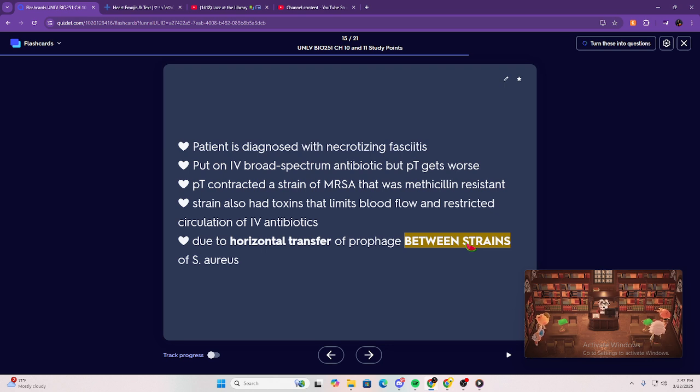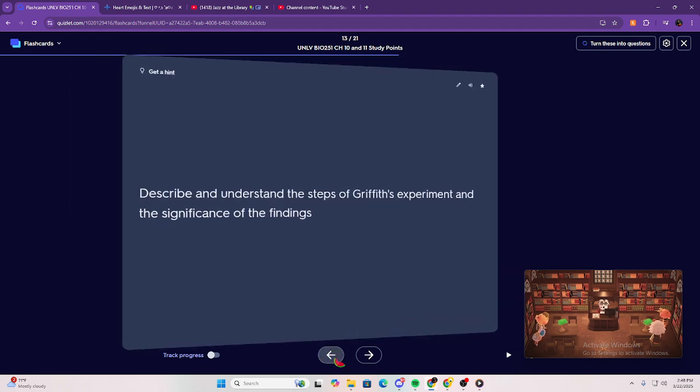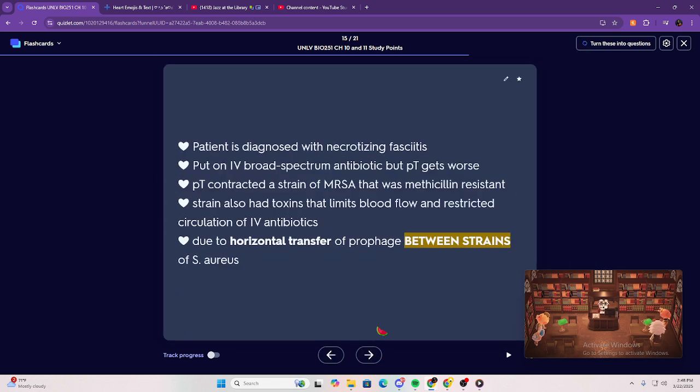So basically, it had these superpowers that stopped the antibiotics from being delivered to the rest of the body. This is why the patient died. And this was due to horizontal transfer of prophage between strains of Staphylococcus aureus. So which horizontal transfer method is that? I think it's transduction, because it's between strains of Staphylococcus aureus, living strains.